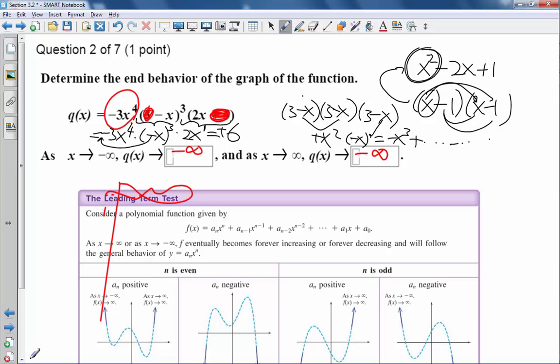X to the 8, right? So there you go. You found in 10 seconds max what will be the leading term of this expansion without doing any expansion, without doing this work. Okay?